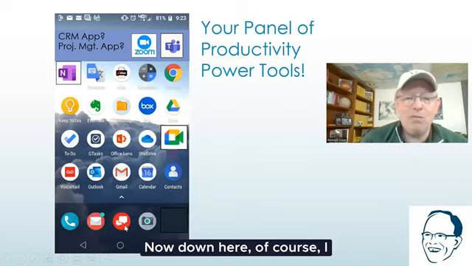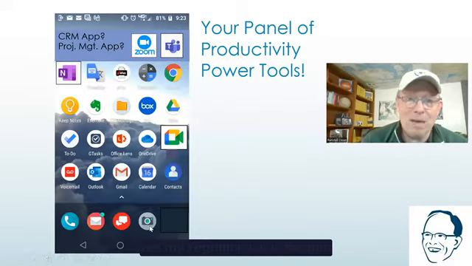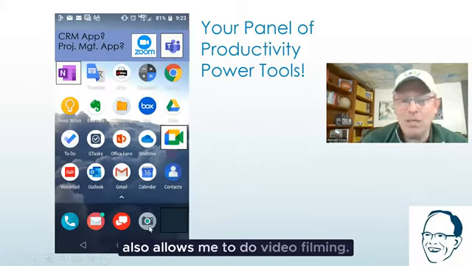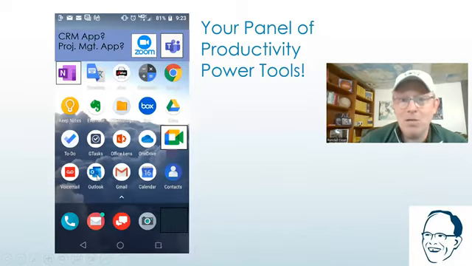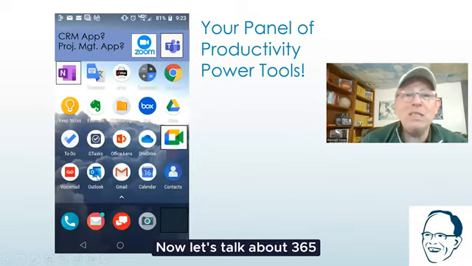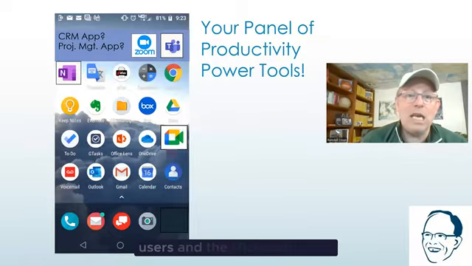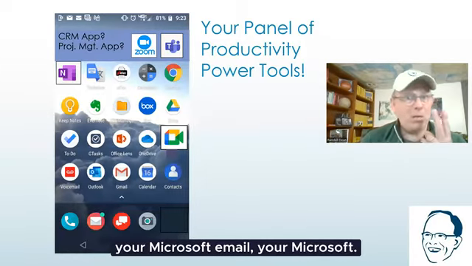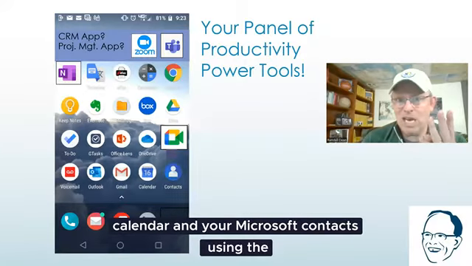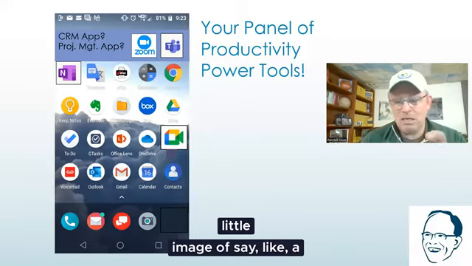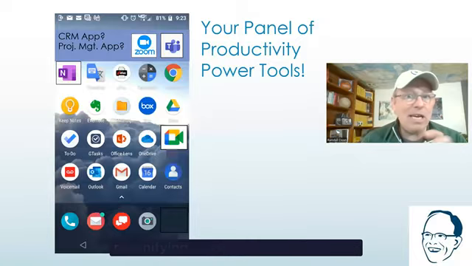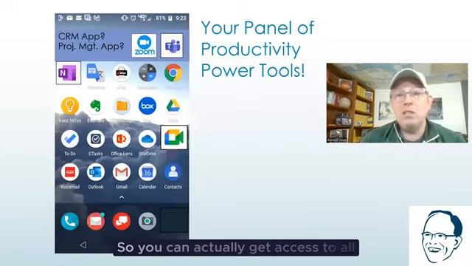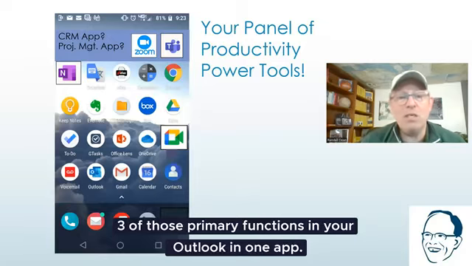Now, down here, of course, I have my regular text messaging. There's my camera, which does also allow me to do video filming. Right here is my Outlook app. Now, let's talk about 365 users and the Microsoft tools. This one app right here, the Outlook app, actually gives you access to your Microsoft email, your Microsoft calendar, and your Microsoft contacts using the little image of, say, a magnifying glass down in the middle. So you can get access to all three of those primary functions in your Outlook.